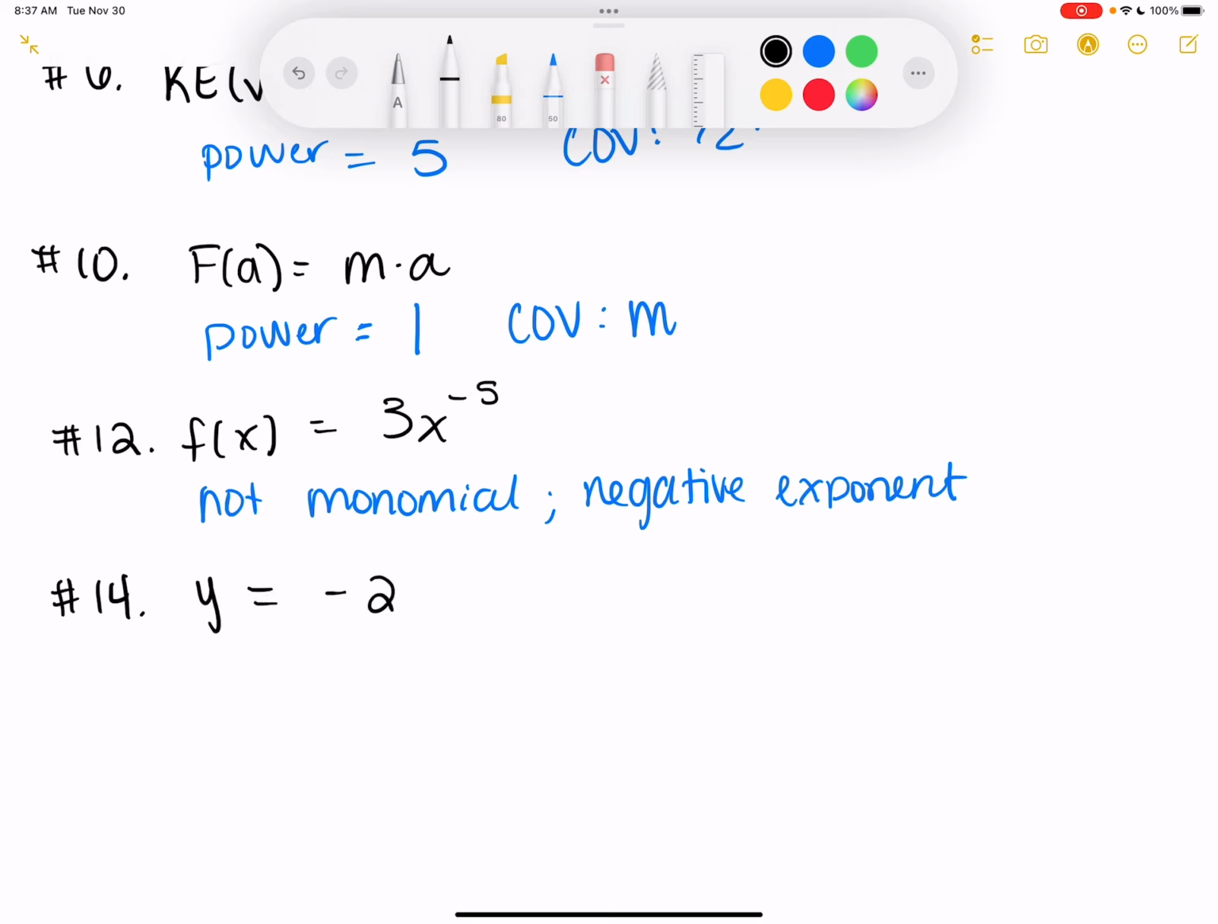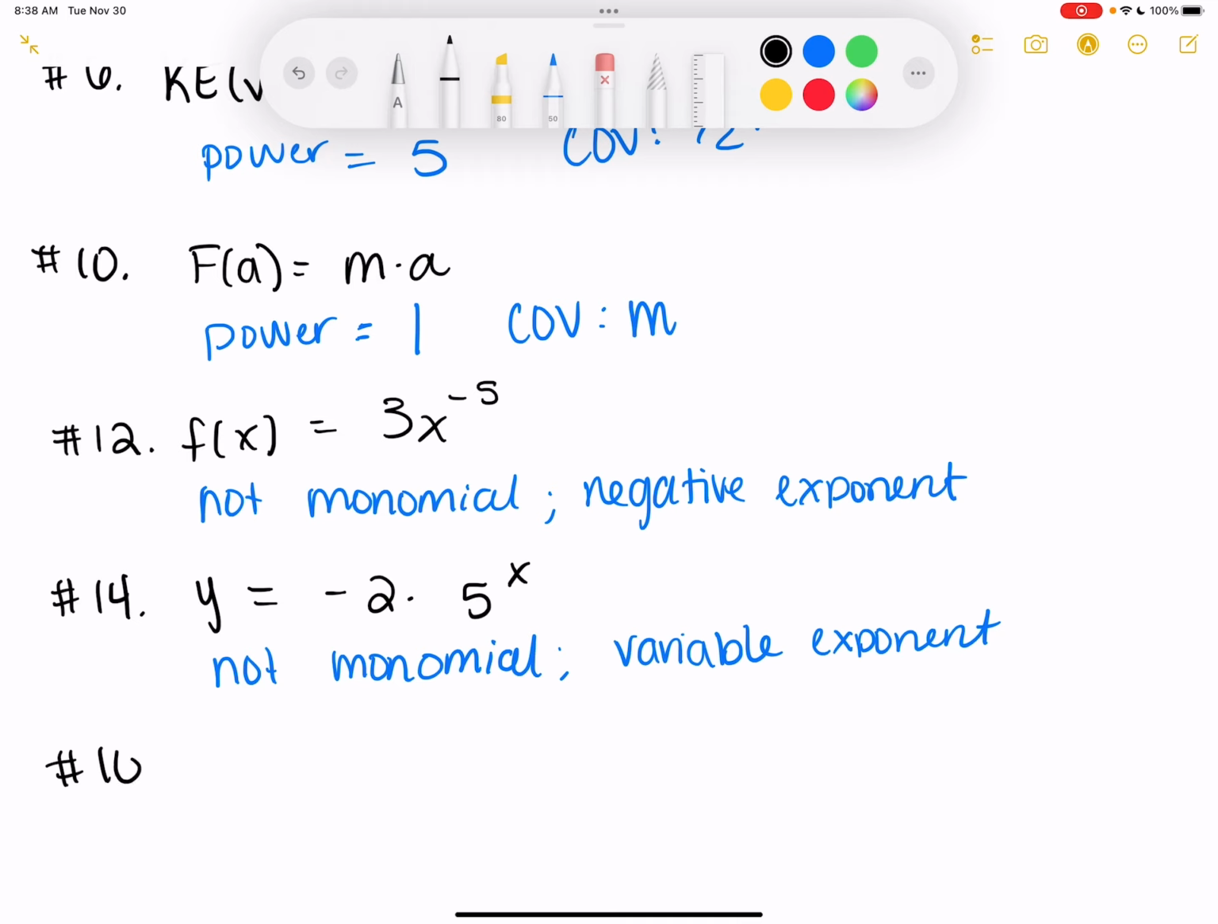I'm excited to do number 14. Y is equal to negative 2 times 5 to the x. It is monomial. Why? I don't know. I think it's just because. Okay, somebody else. It's not monomial because the variable is the exponent. If there's a negative exponent or a variable as an exponent, it's not a monomial.